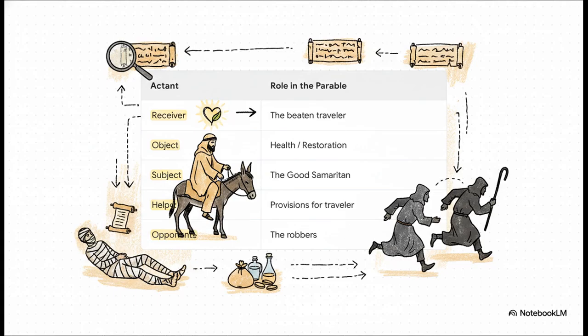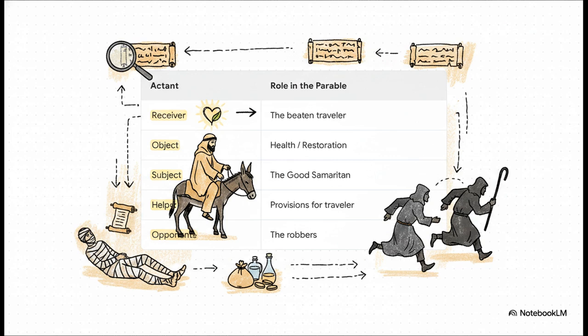Let's make this real. Let's apply this model to a story we all know, the parable of the Good Samaritan. The beaten traveler is clearly the receiver, and the object he desperately needs is health. The Samaritan steps in as the heroic subject who delivers it. His supplies, the oil, the wine, the inn, are the helpers, and the robbers are the opponents. And just like that, you can see this hidden universal framework just pop out from a familiar story.